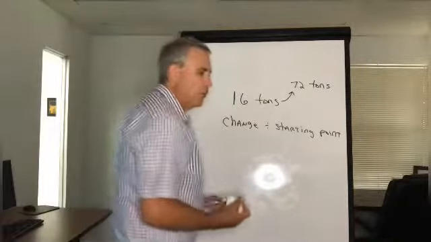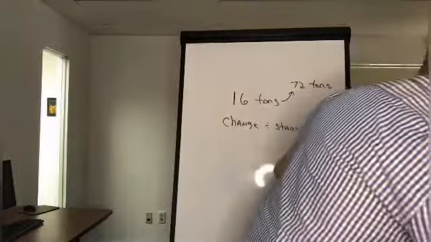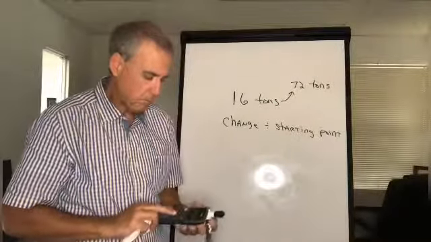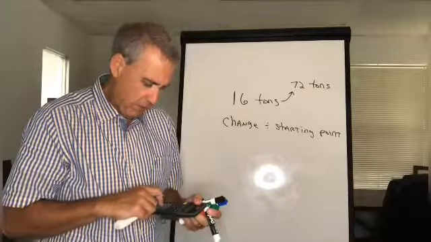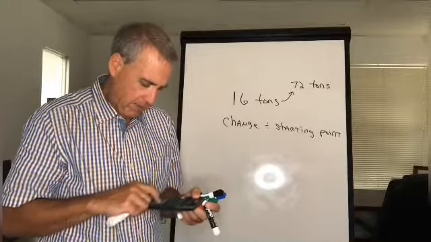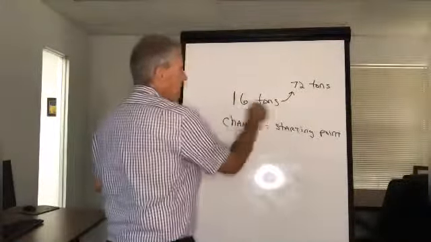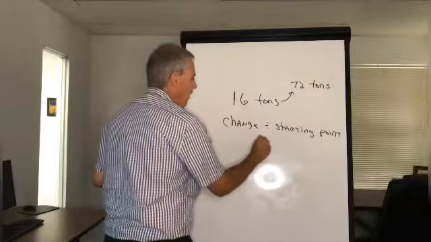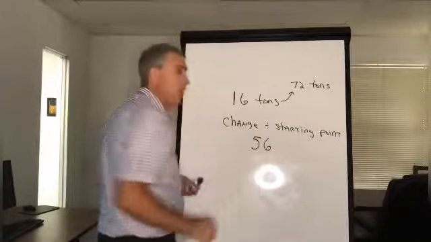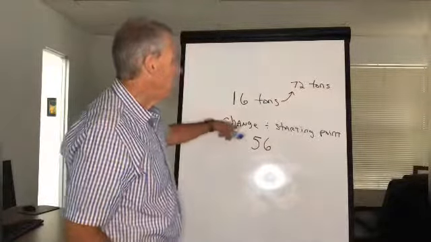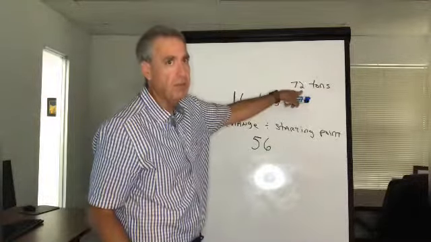So 72 minus 16, okay, hop on your calculator if you want to. I will. So 72 minus 16, and I get 56. So when it went from 16 up to 72, it changed. In this case, it went up 56. Again, to find the change, we always do the same thing. We subtract.